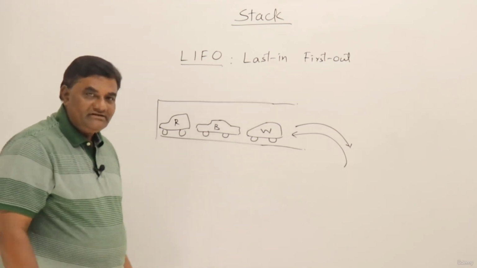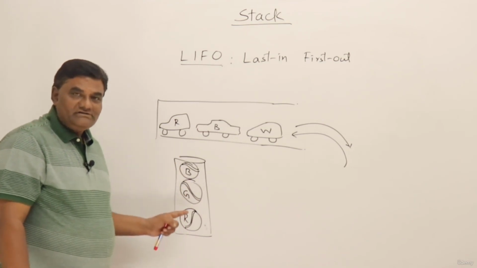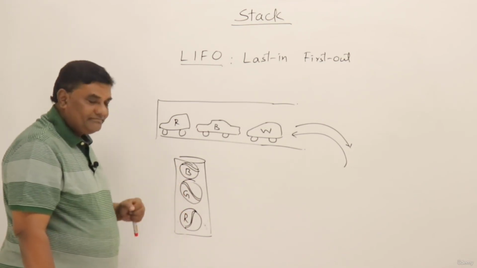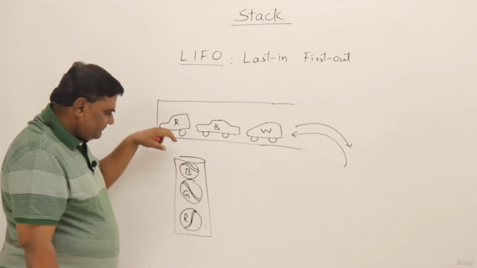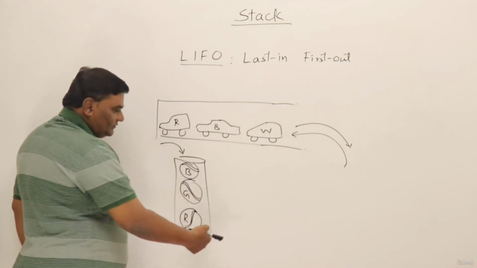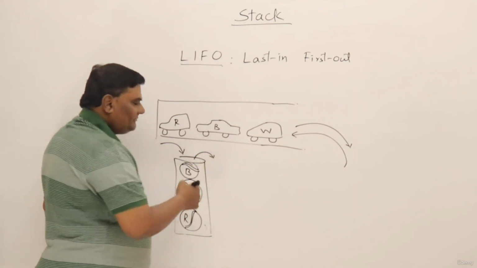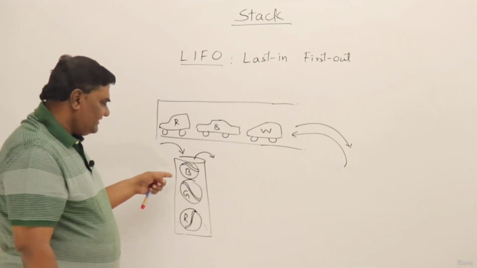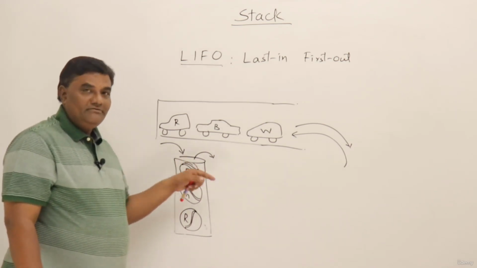Now let us take one more example. There is a can of balls. 3 balls are there: first red color, then green, and then blue. Now, from which direction have I inserted these balls in this can? This direction. This is the opening. This is closed, the bottom is closed. Then if I have to take out balls, from this direction only they will come out. So which was the last ball inserted in this can? Blue ball. Then which will go out first? Blue ball will go out.